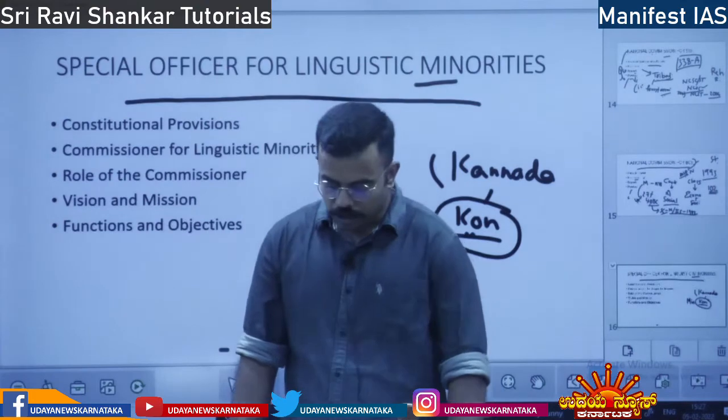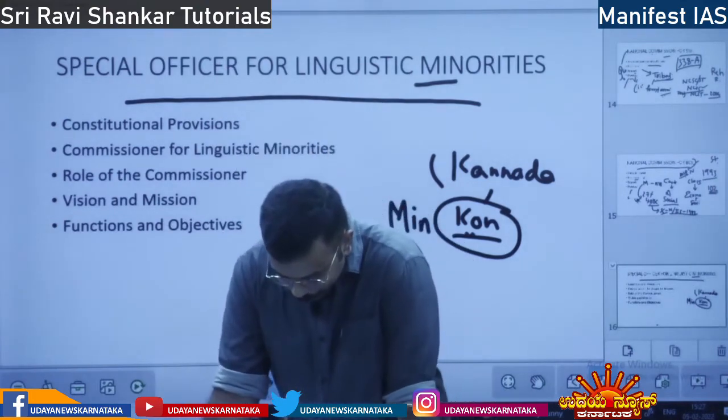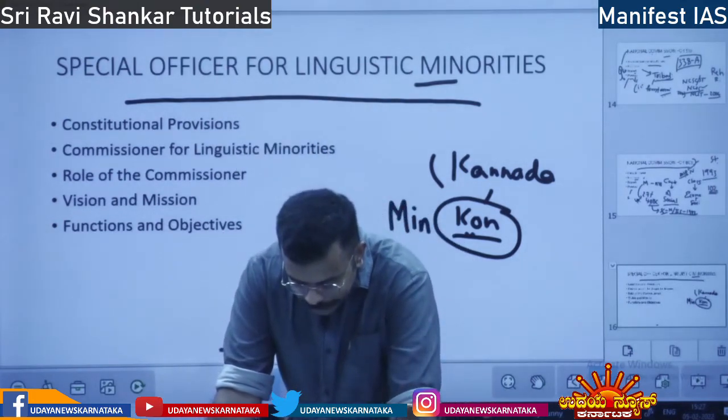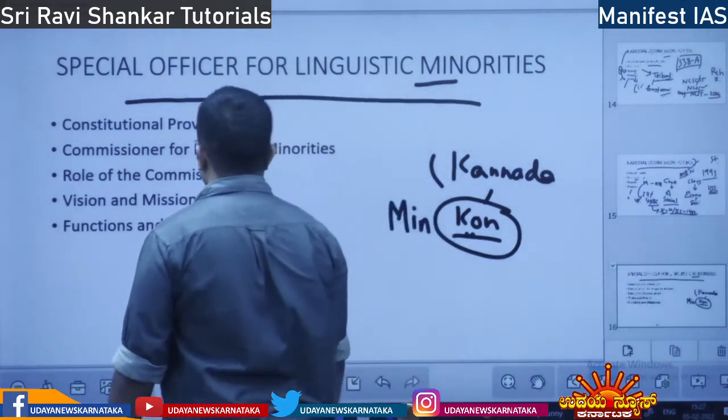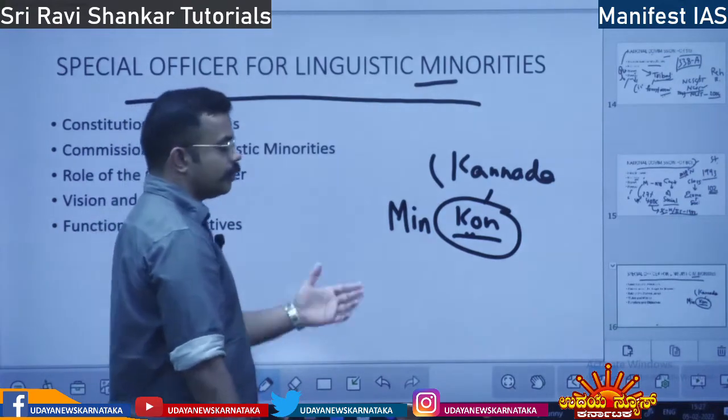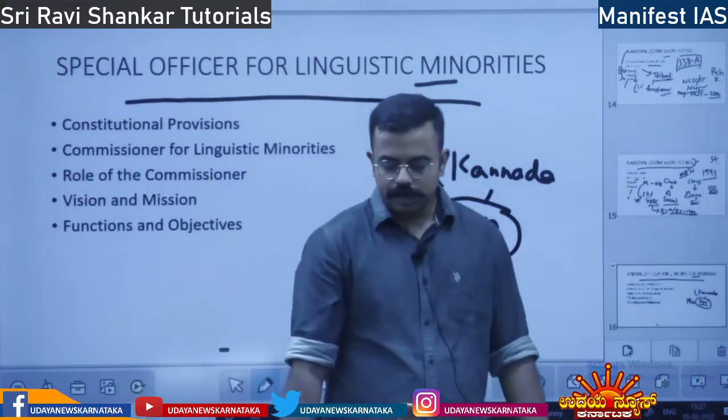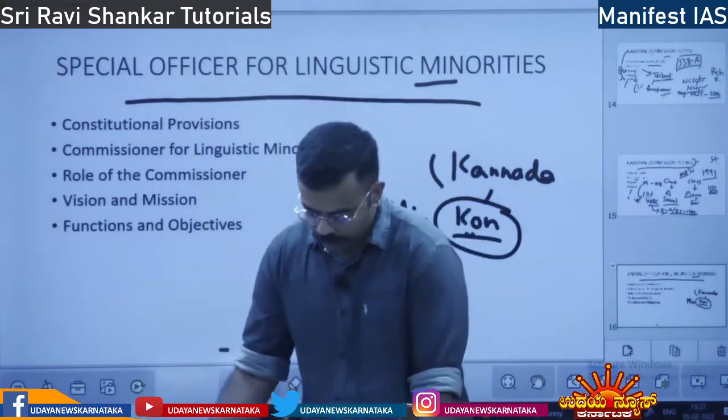So, what are the constitutional provisions? The States Reorganization Commission. In 1956, all these states were formed. Karnataka, Tamil Nadu and many other states were formed. Right? So, there what happens?